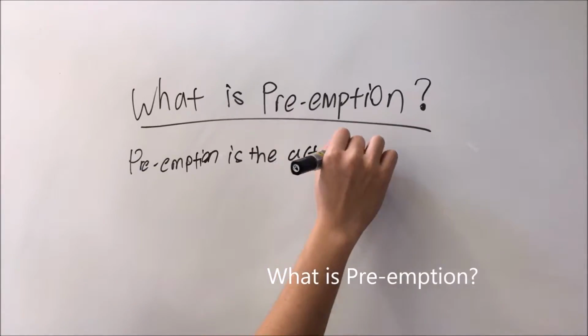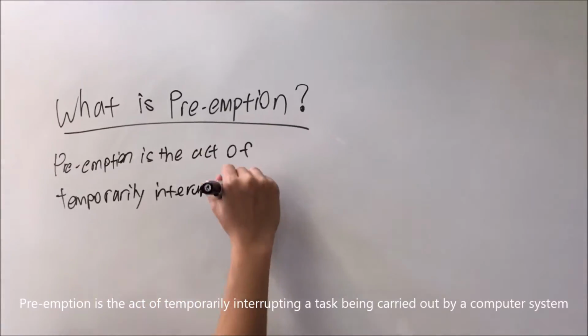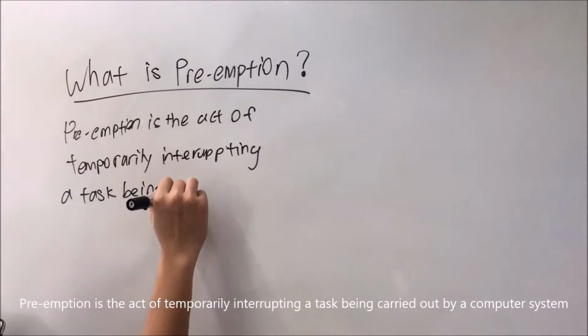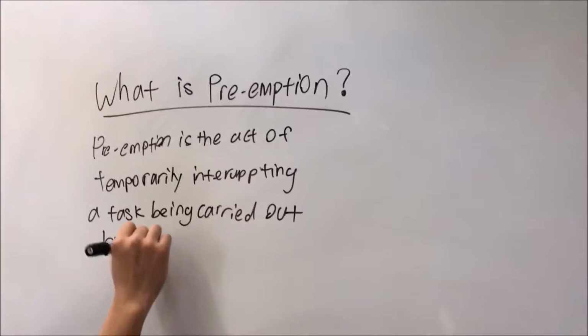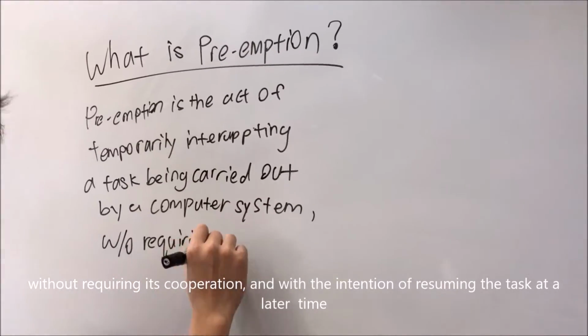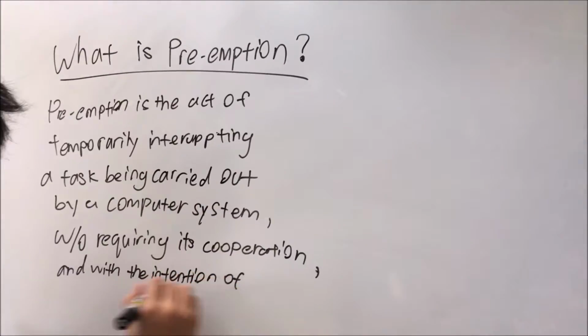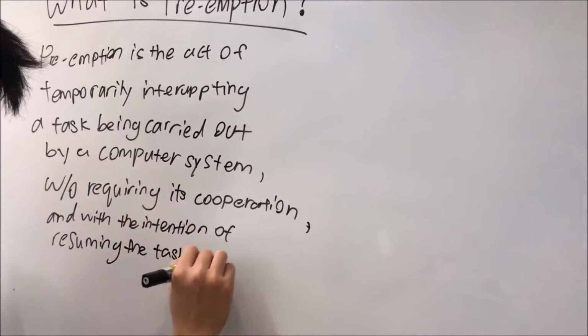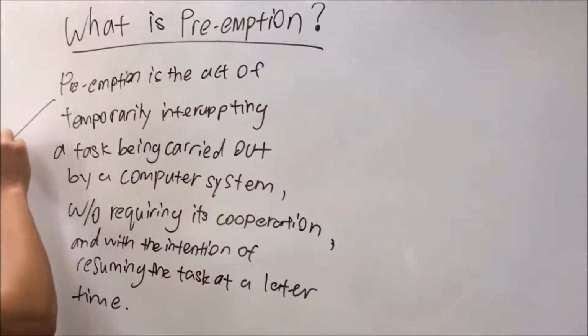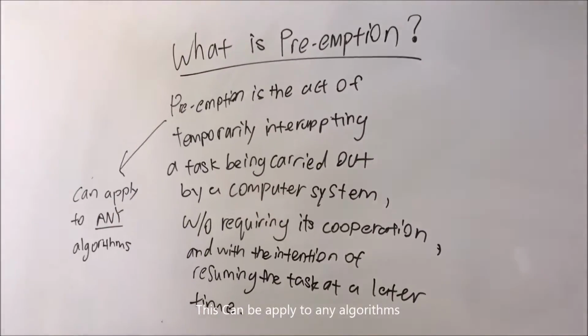What is preemption? Preemption is the act of temporarily interrupting a task being carried out by a computer system without requiring its cooperation and with the intention of resuming the task at a later time. This can be applied to any algorithm.